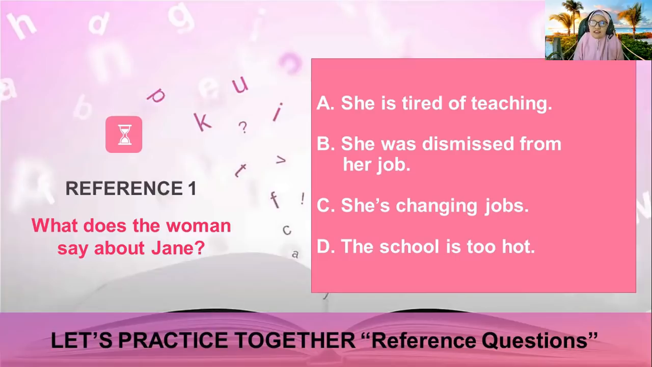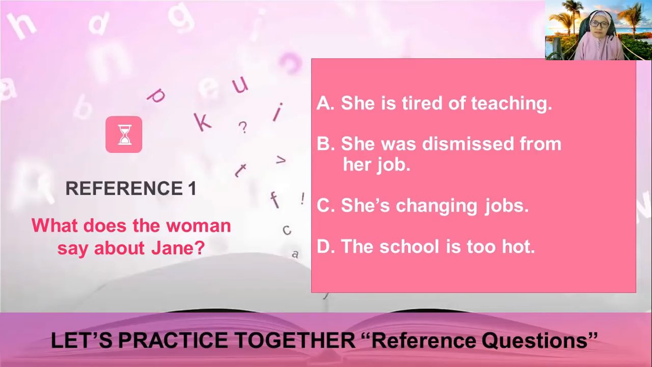Which one is the best answer according to this example? A, she is tired of teaching. B, she was dismissed from her job. C, she is changing jobs. D, the school is too hot. I believe that all of you can easily catch the idea and understand the meaning of each choice. In example 1, you will listen to this question: what does the woman say about it? Let's listen to the audio twice.